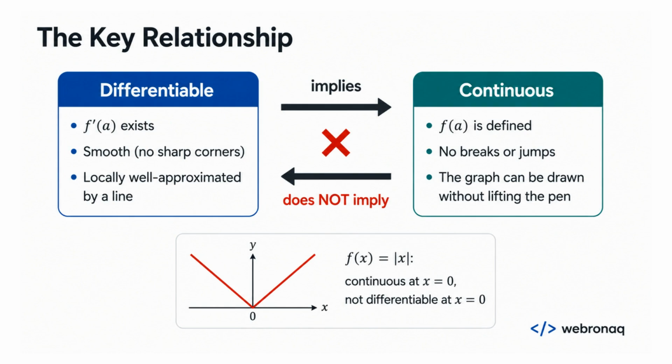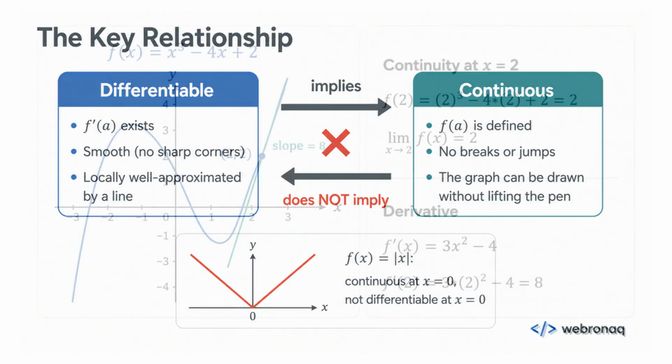But the reverse is not true. A function can be continuous at a point without being differentiable there. The classic example is f of x equals the absolute value of x. It is continuous at x equals 0, no break or jump. But a sharp corner sits at the origin. The slope from the left is -1. The slope from the right is +1, so the derivative limit does not exist. Continuity and differentiability are related, but they are not the same thing.